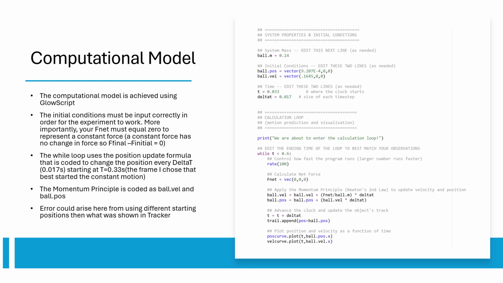The computational model is very straightforward. The while loop essentially runs while under the ending time, which was 0.6 seconds. Everything along that is compounded and summed up. The force vector is zeros as the velocity is constant, so the net force should be zero. And then the momentum principle is applied using the ball.vel and ball.position functions. The ball.vel function is the velocity update, while the ball.position is the position update formula. You have the t's, and then that will be plotted on a curve when the function is run.